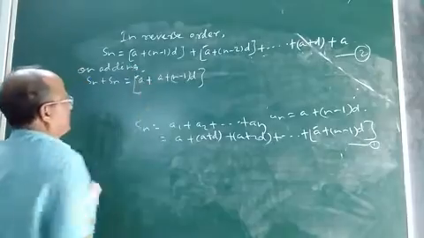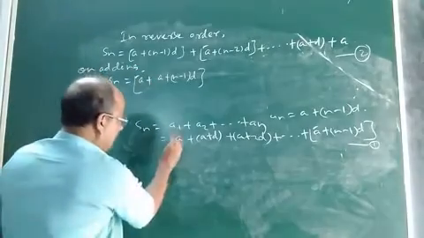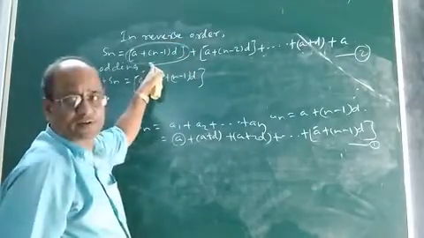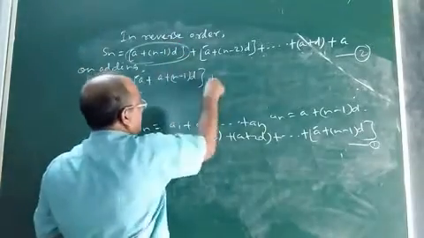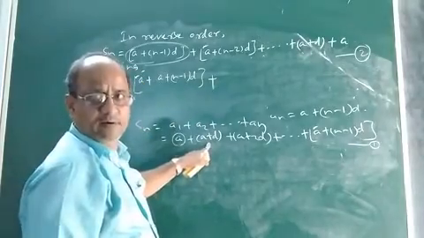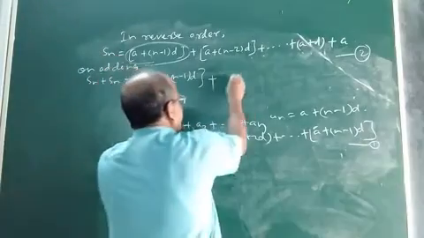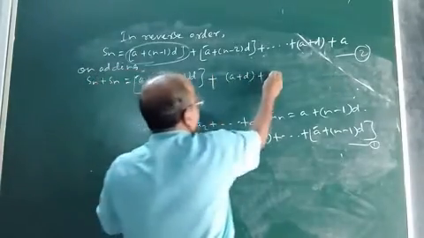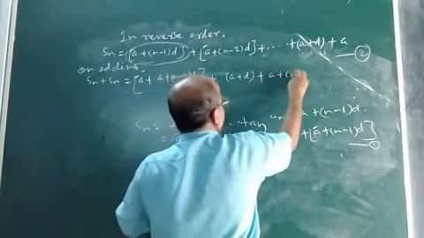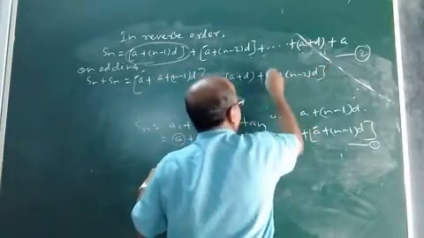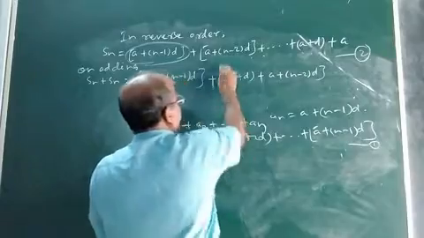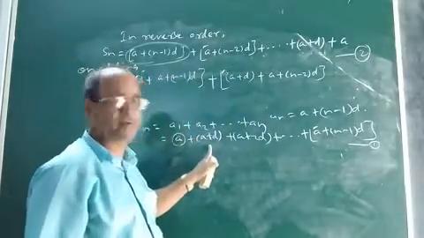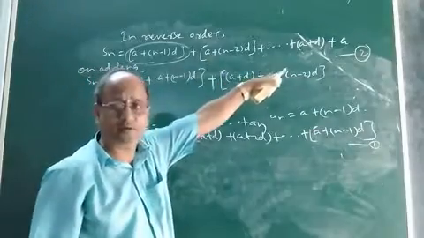That means add this term with this term. This is the first term, this is the first term. Add these two, plus. What is the second term here? In the first equation, the second term is A plus D, plus. Then what is the second term in equation 2? A plus n minus 2 into D. That means add the second term of equation 1 with the second term of equation 2.